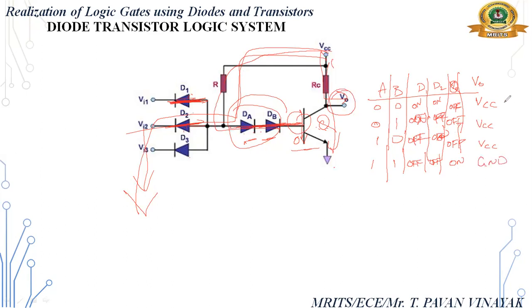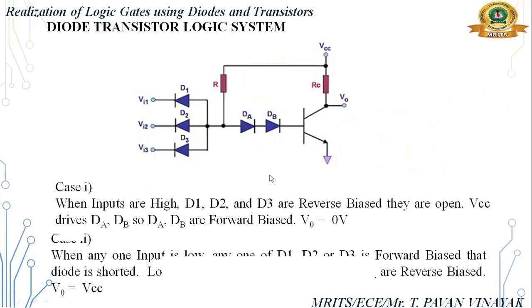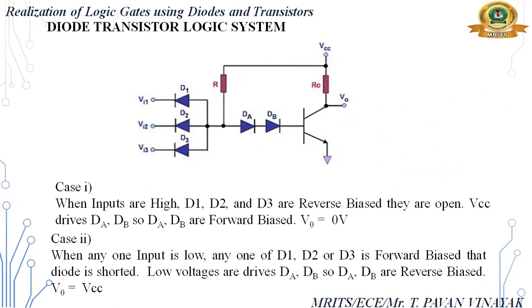So observe here: 0 0, we get 1. 0 1, we get 1. 1 0, we get 1. Both inputs are 1, we get 0. So this is the NAND gate, right? This is the NAND gate operation.